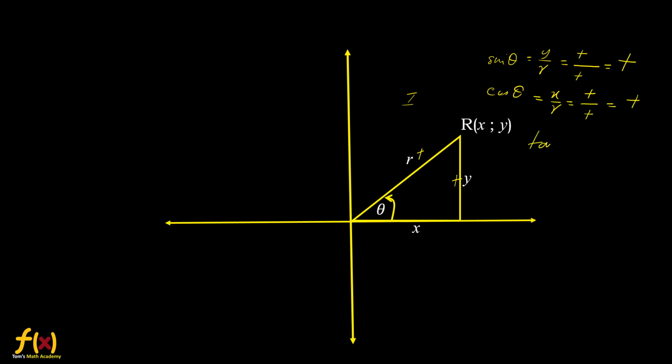What about tan? Tan theta is y over x, which is positive divided by positive. So you see that all the three ratios are positive. That's why we call it all positive in the first quadrant. So all the three ratios are depending on the sign of the x and y values. Okay, so this is what is happening in the first quadrant.